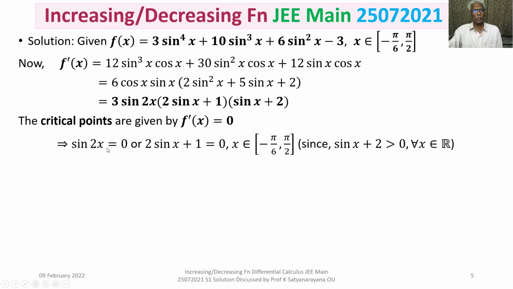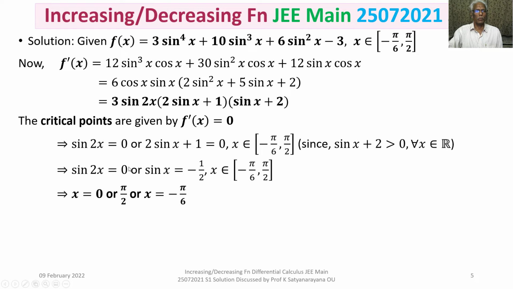We have to search that x for which sin 2x is 0 in this interval. So sin 2x is equal to 0 means 2x is equal to 0 or pi, and thereby x is equal to 0 or pi by 2. And 2 sin x plus 1 is equal to 0, that is sin x is equal to minus 1 by 2. So sin 2x is equal to 0 will give you 2x is equal to 0 or pi, that is x is equal to 0 or pi by 2, and x is in minus pi by 6. We are searching the solutions x in this interval.